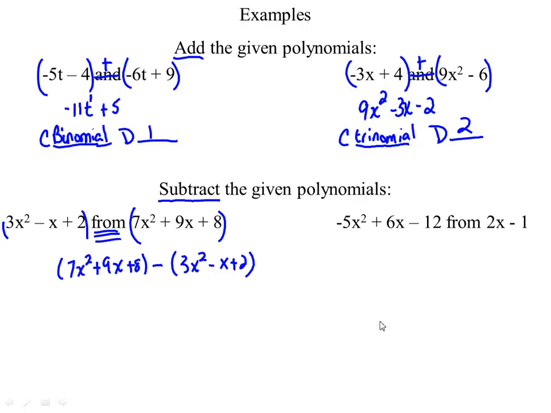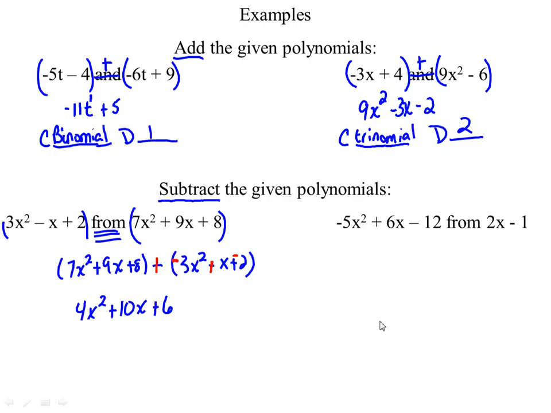Now, if you want to cross the line, change the sign like what we talked about the other day, you're going to cross and change this to addition and take the opposite of everything inside. Or if you want to leave it as is and use your brain, that's perfect too. So you're going to have 7x squared and negative 3x squared, which is going to be 4x squared. 9x and 1x, which is going to be a 10x. And then 8 and negative 2, which is going to be 6.